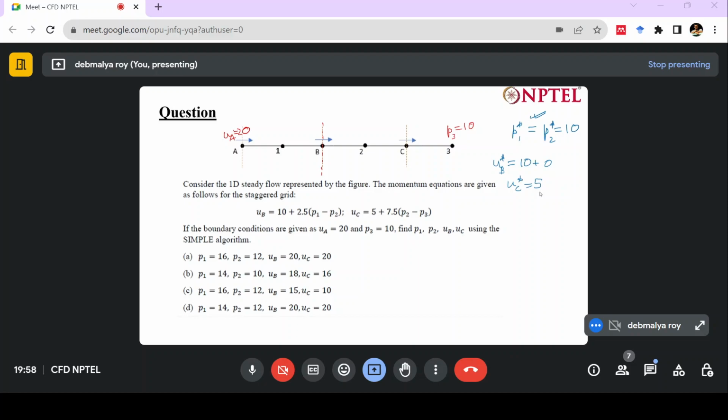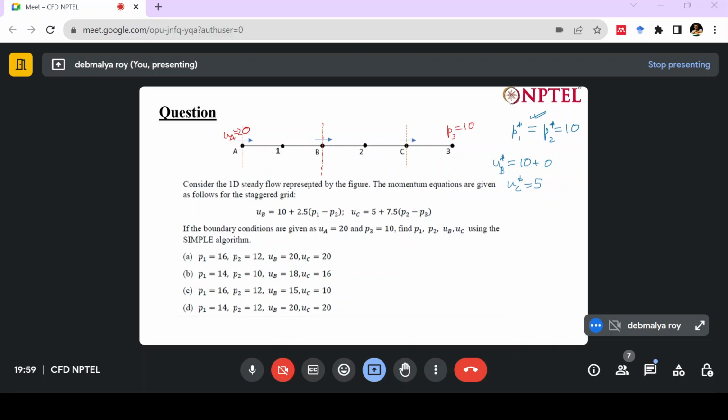Now what we have to do? We have to find our pressure correction equation. How will we do that? We will use the continuity equation. So what will the continuity equation look like? We have to basically equate the fluxes, right? From there, we have to find out the continuity equation.